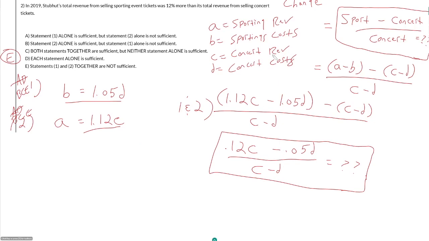So really, we are able to get everything in terms of our concert revenue and our concert costs. But to answer this, we would have to know something about our concert revenue in terms of our concert costs, which we don't know. So E is our answer.